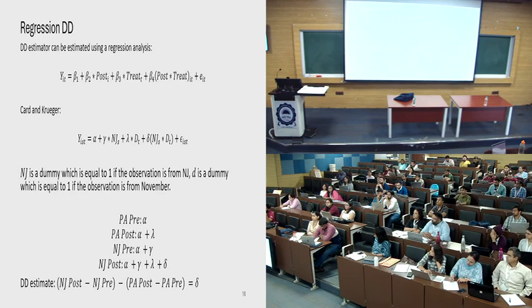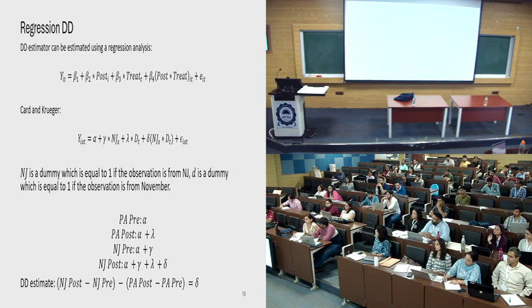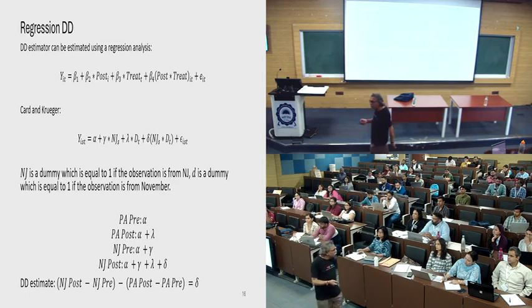In the case of New Jersey, it would be alpha plus gamma plus lambda plus delta, minus alpha plus gamma. So that's nothing but lambda plus delta. If you now take the difference between the two pre-post changes, that would estimate your policy change, which is delta. Clear? Substitute this value, take 1 and then just do it. It is very easy.